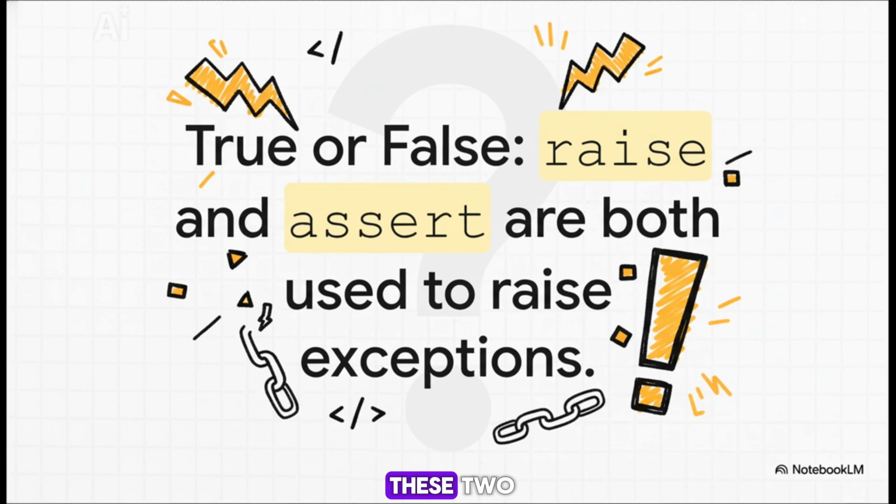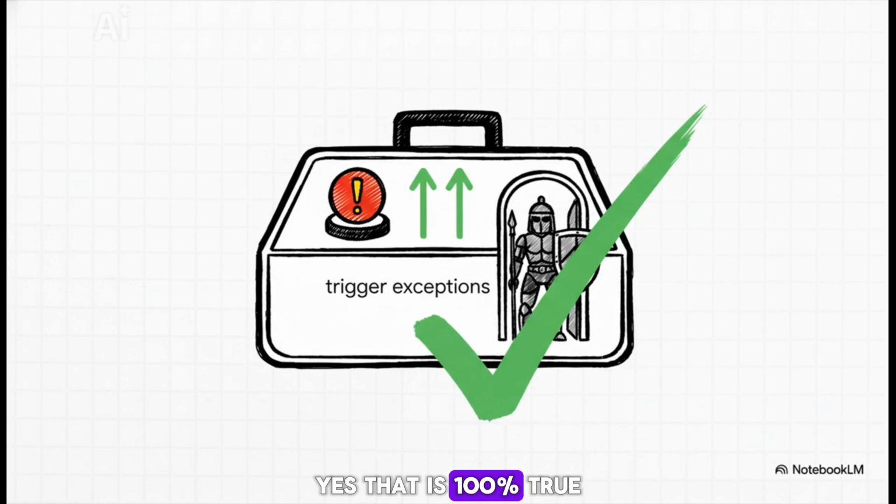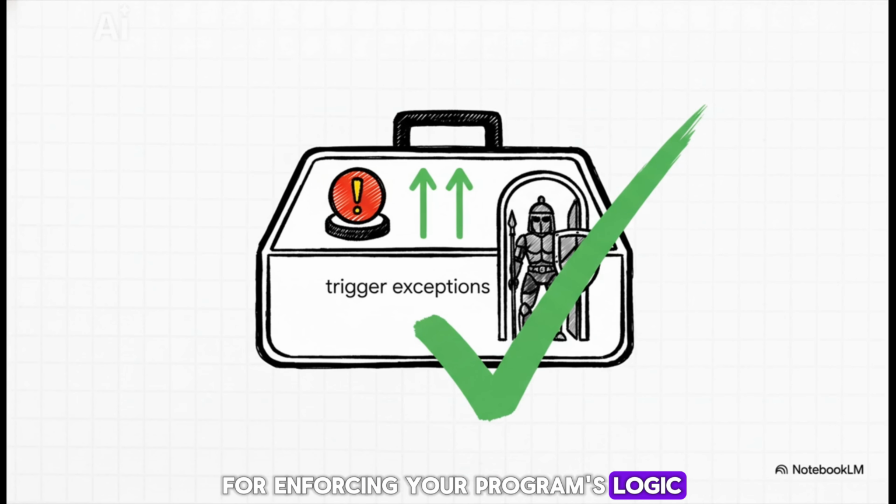We just talked about these two, raise and assert, both used to trigger exceptions. Yes, that is 100% true. Both of them give you, the programmer, the power to stop the program based on your own custom rules and conditions. They are your tools for enforcing your program's logic.